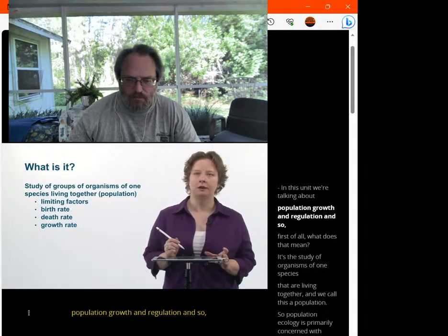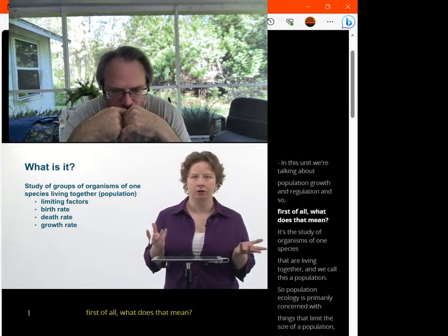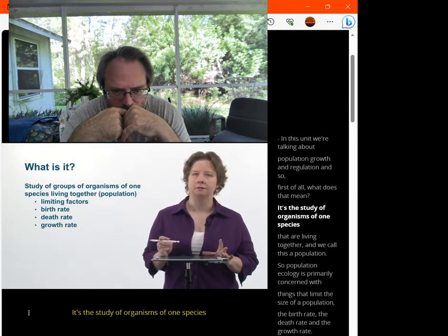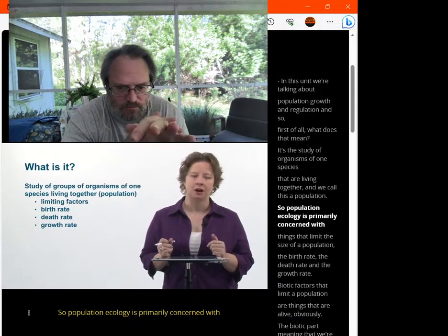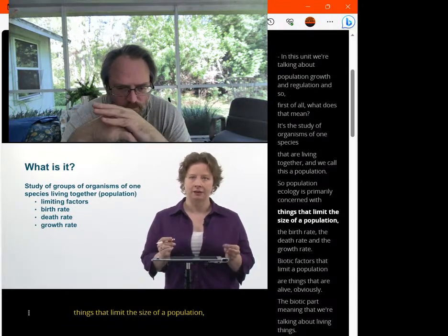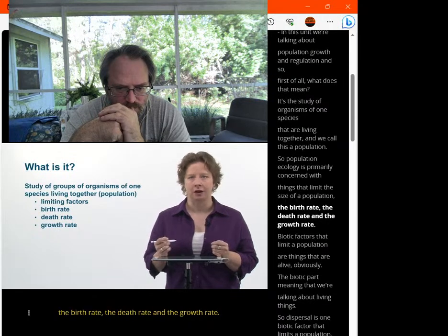In this unit, we're talking about population growth and regulation. And so, first of all, what does that mean? It's a study of organisms of one species that are living together, and we call this a population. So population ecology is primarily concerned with things that limit the size of a population, the birth rate, the death rate, and the growth rate.